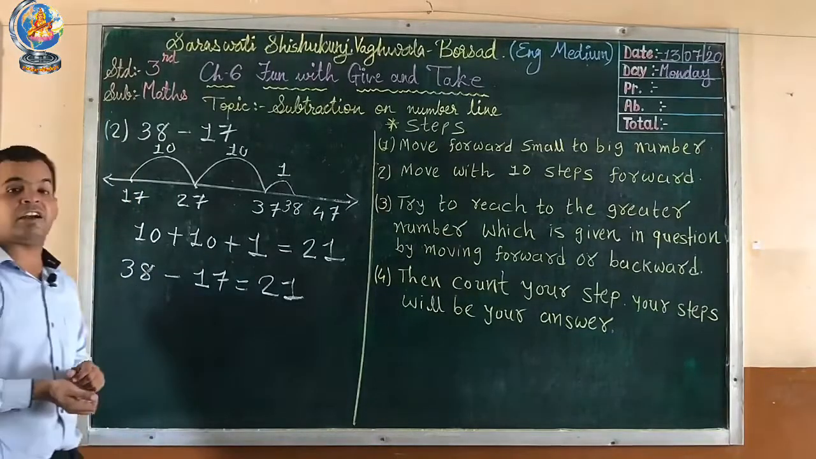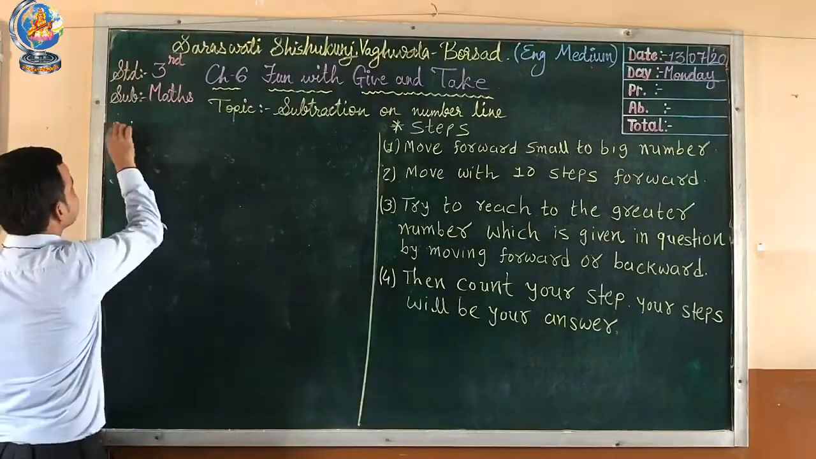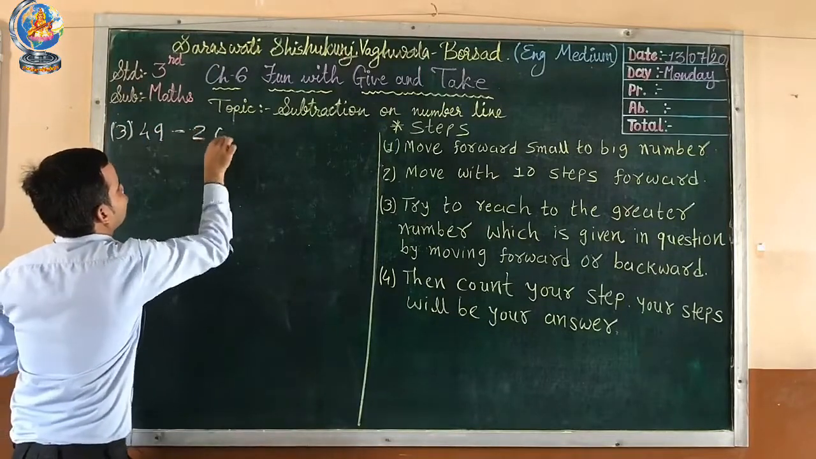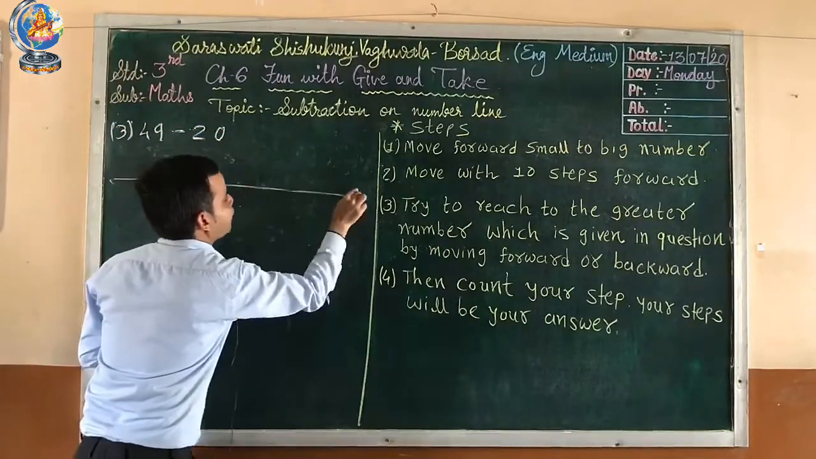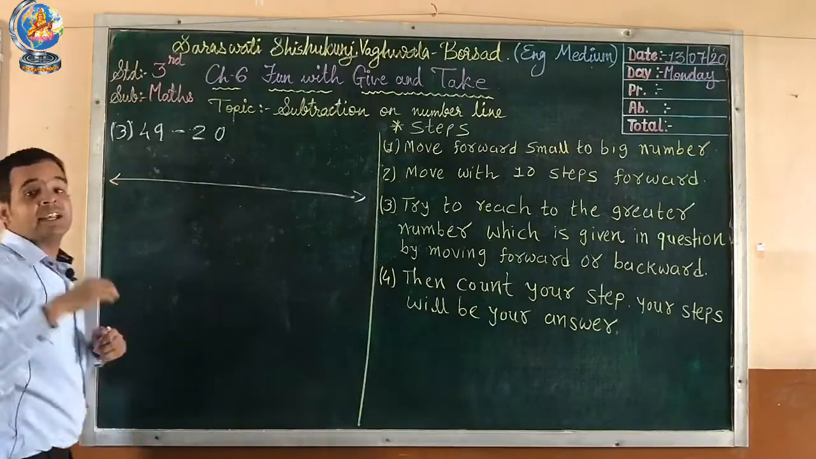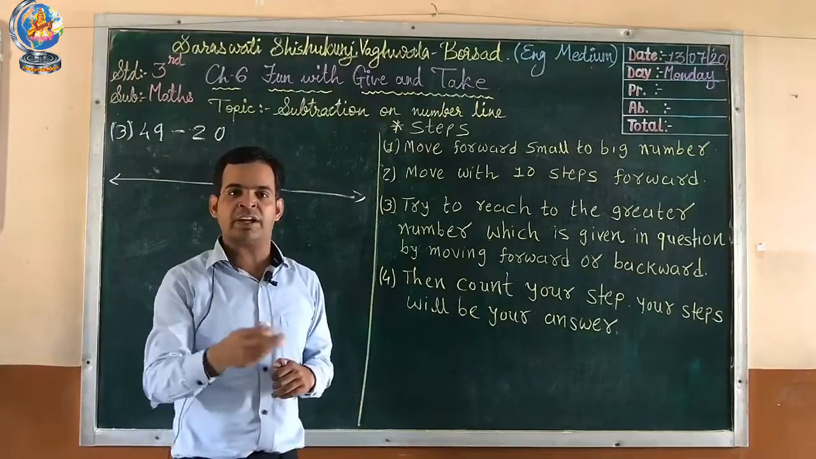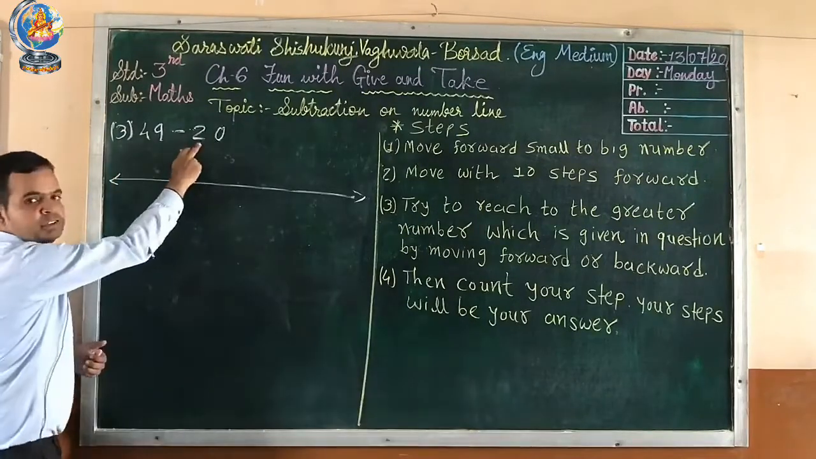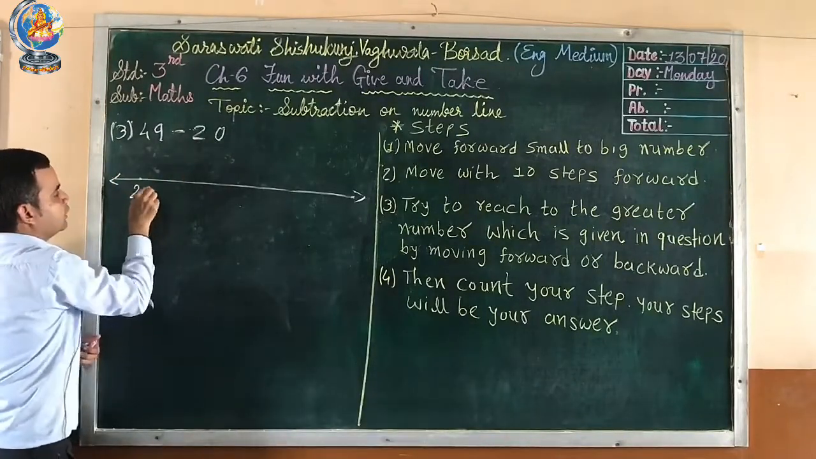Now let's start our third number sum. The third sum is 49 minus 20. First of all I will draw a number line. Now you understood about the steps. In the first step we have to write our small number. If you observe, 20 is the smaller number, right?